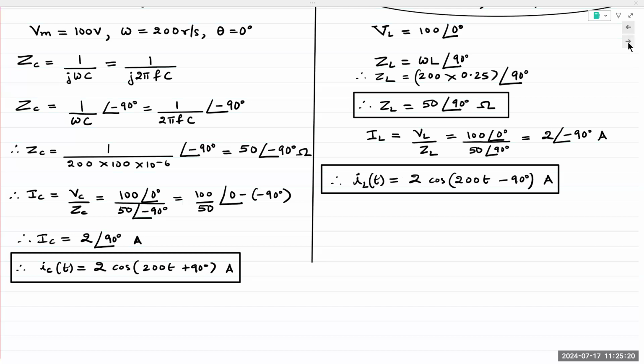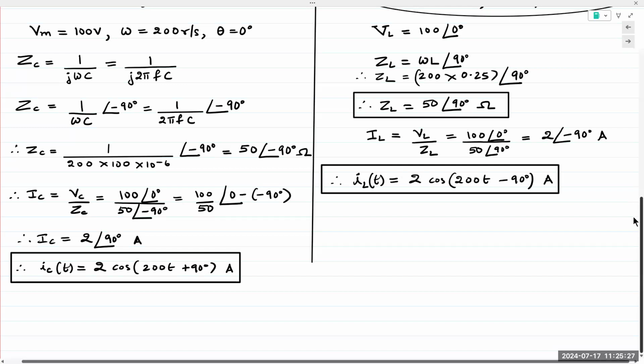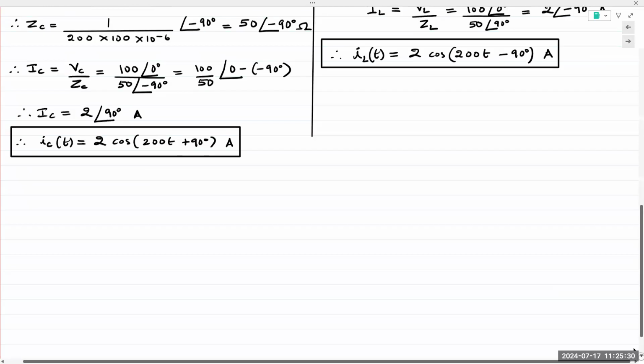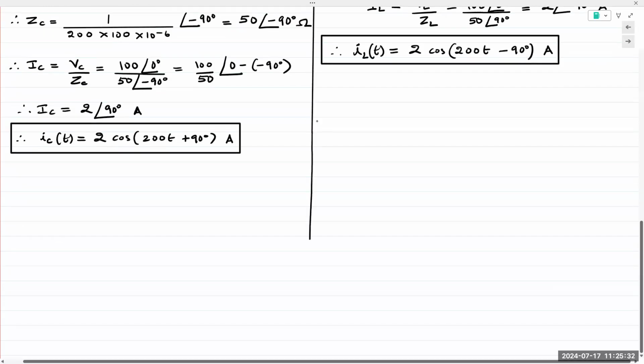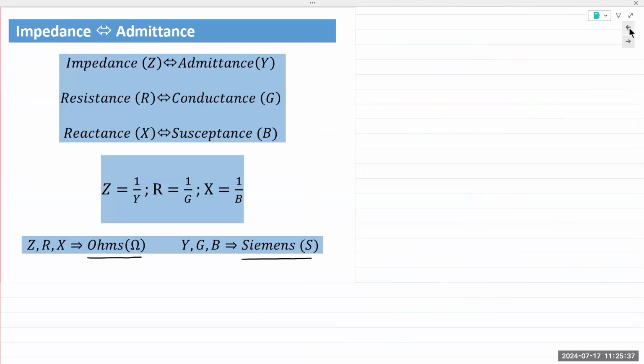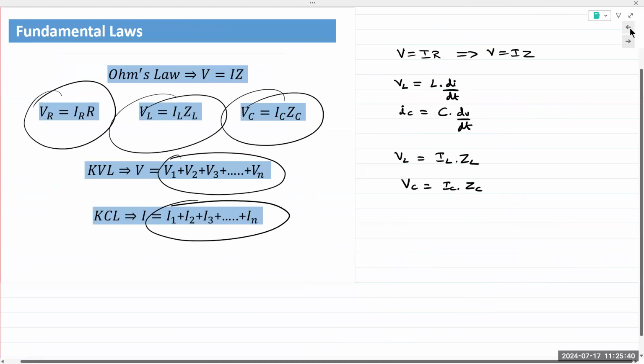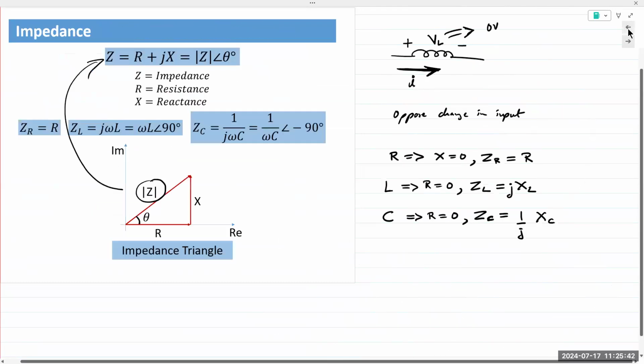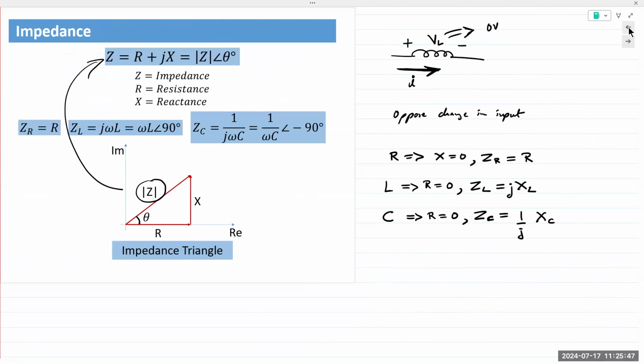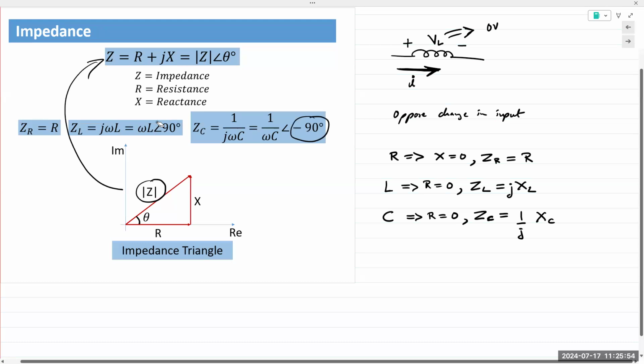Okay. Before we do that, I do want to take this moment and talk about where the plus and minus 90 comes from. Actually, instead of this place, let's go and talk about it here. Impedance for a capacitor and an inductor, and why it is plus 90 for an inductor and minus 90 for a capacitor.